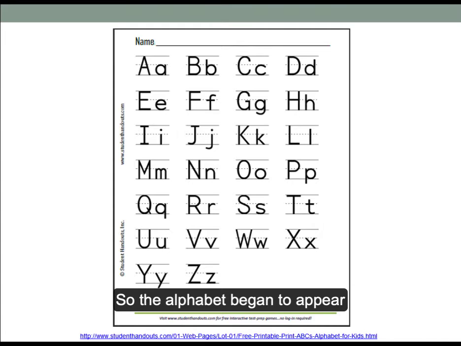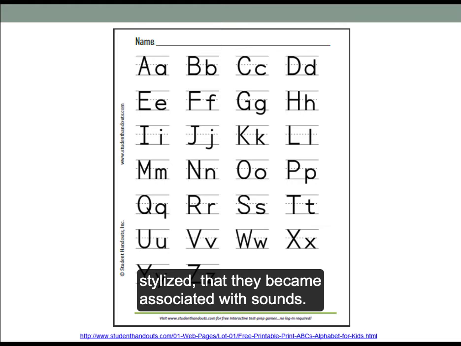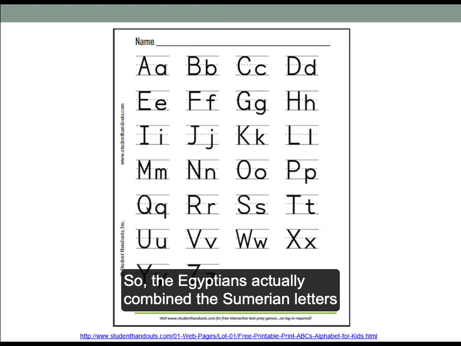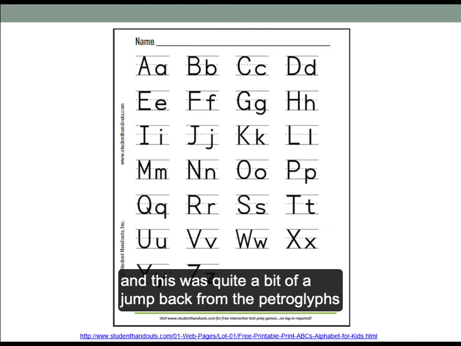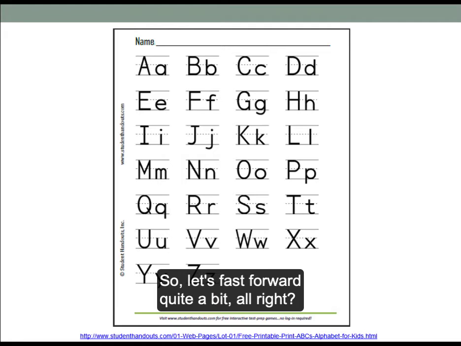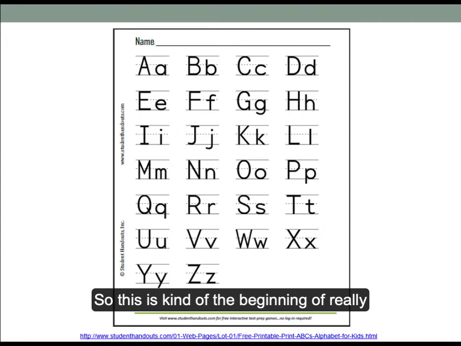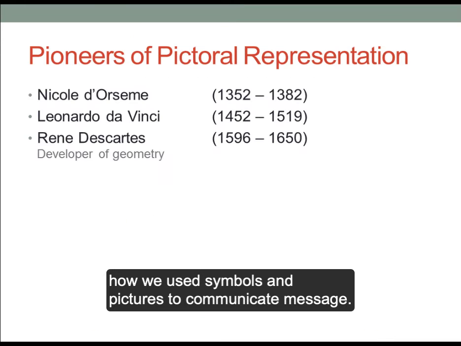Okay, so the alphabet began to appear when symbols got so simple and stylized that they became associated with sounds. So the Egyptians actually combined the Sumerian letters and their own pictures to form what we would call hieroglyphics, and this was quite a bit of a jump back from the petroglyphs in the caves that we saw earlier. So let's fast forward quite a bit. All right, so this is kind of the beginning of really how we used symbols and pictures to communicate a message.